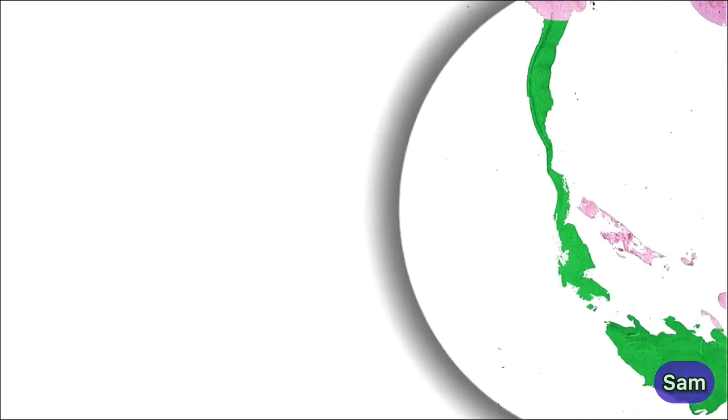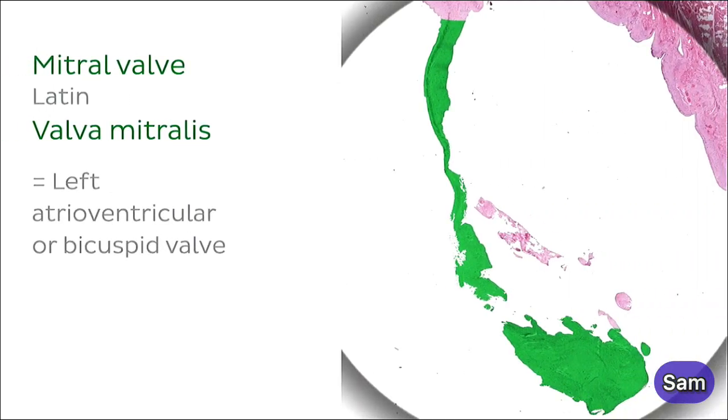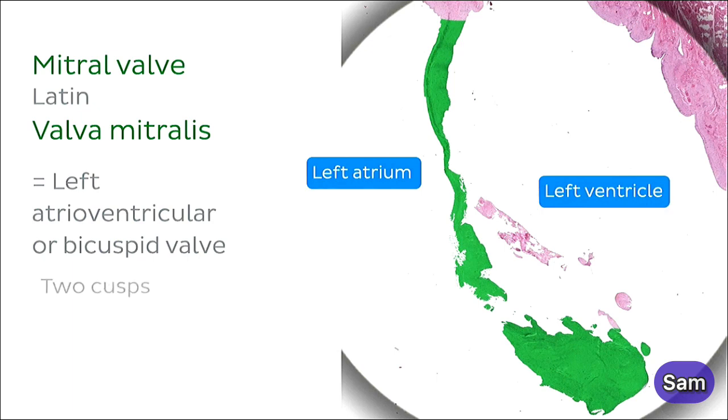The valve cusp in this image is a cusp of the mitral valve, also known as the left atrioventricular or bicuspid valve, and this valve is between the left atrium and the left ventricle, and as its name suggests, it is made of two cusps.